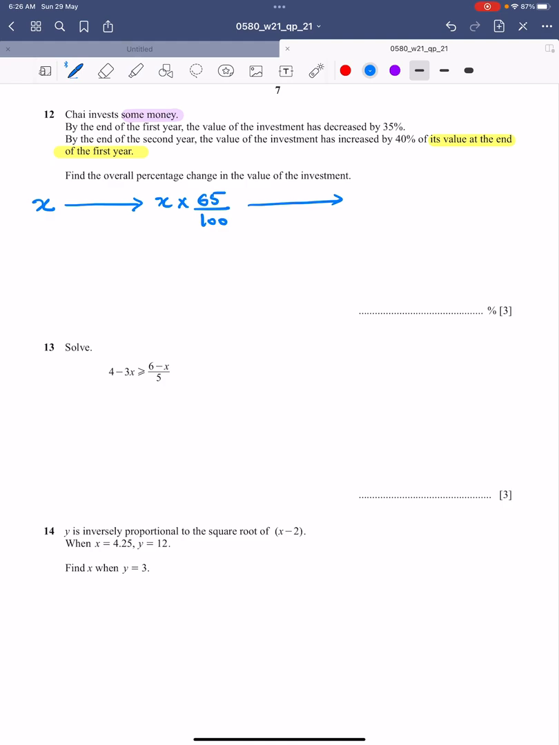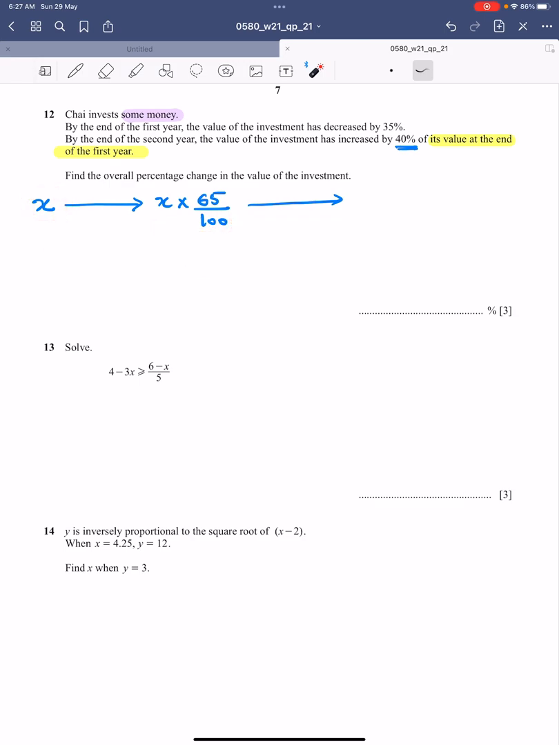By the end of the second year, the value of investment has increased. Now, in the second year, the value of the investment has increased by 40% of its value at the end of the first year. Now, this is the value at the end of the first year. This value has increased by 40%. So, we need to understand that it is not this value which is increasing by 40%. It is the value at the end of the first year that is increasing by 40%.